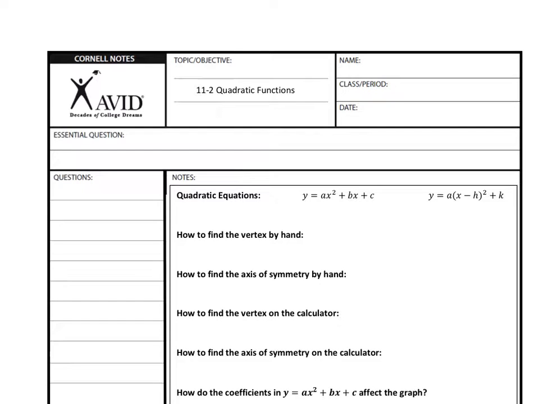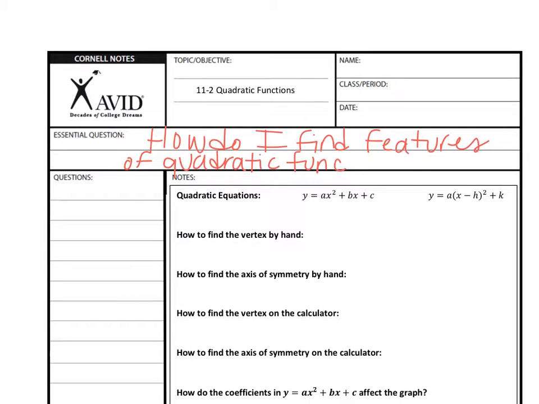Essential question: How do I find features of quadratic functions? Today we'll do a little bit with your graphing calculator. So if you don't have it, make sure you go get it.